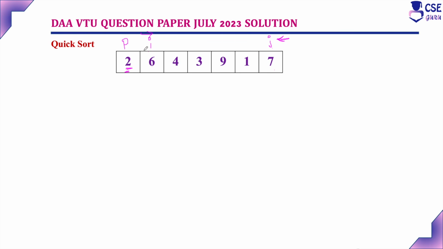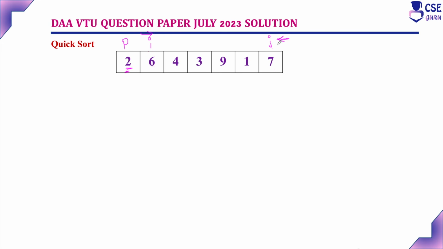You have to scan from left to right until you identify the first greater element than the pivot element. And for the J index, a right-to-left scan, you have to find the first smaller element than the pivot element. So here, consider the I index value is 6. 6 is greater than the pivot element, so the I index will stop here. For the J index, is 7 greater than 2? No, you need to find a smaller element.